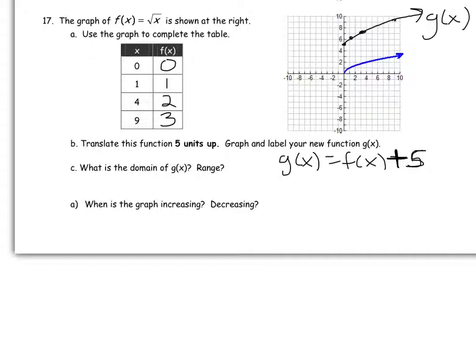Great. The domain of g of x: if I input any x value less than 0, the output would be imaginary. So in terms of real numbers, the domain will be 0 to infinity. And the range looks like it is 5 to infinity. 5 is the smallest y value that g of x outputs, but g of x can output any y value larger than 5. We can find an x value that will do that.